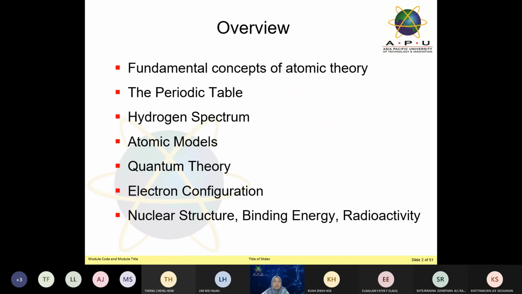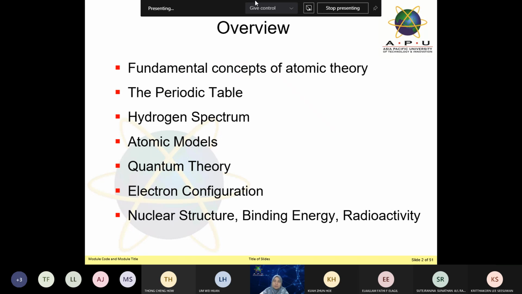So our learning outcome today: after the class, you should be able to find out which elements fall under metal, which fall under non-metal, and how to read the periodic table. In every class, you must know what the learning outcome is. Today we have learned about the syllabus and the assessment. Now we enter atomic theory. So our aim is to have a good knowledge of the periodic table.